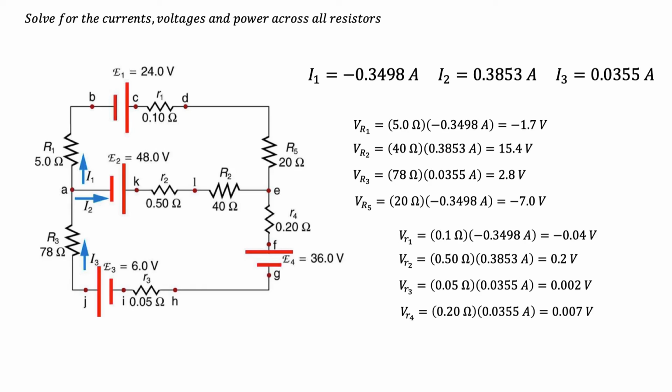Solving the systems of equations, we initially get the values of the currents: I1 equal to negative 0.3498 amperes, I2 equal to 0.3853 amperes, and I3 equals 0.0355 amperes. We can then easily obtain the voltage across all resistors. They are listed down as shown, rounded off to the correct number of significant figures.